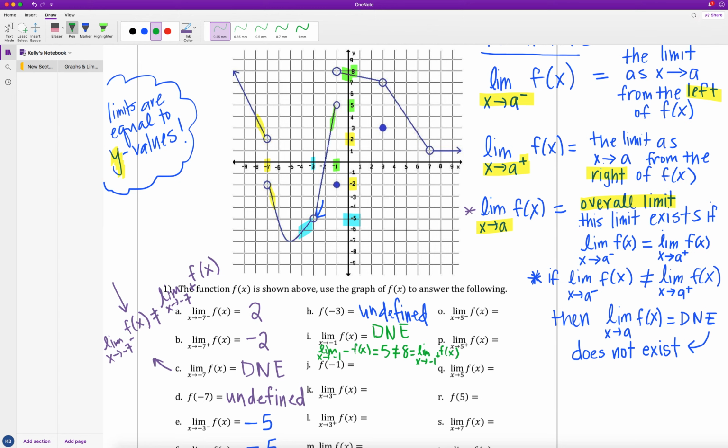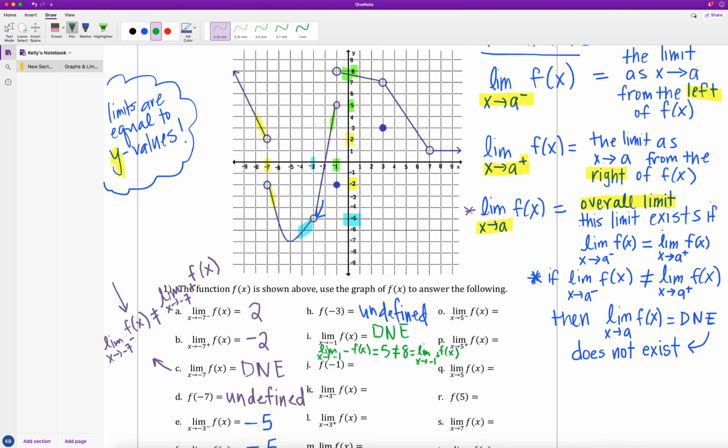So it's okay if they don't ask you to first find the left and the right limit first. It means that when you're asked for an overall limit, you ultimately are really asked what is the limit from the left, what is the limit from the right, and then see if those two limits are equal. And in this case, they were not.